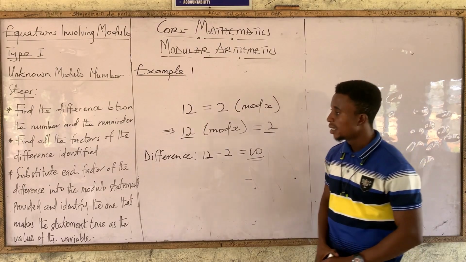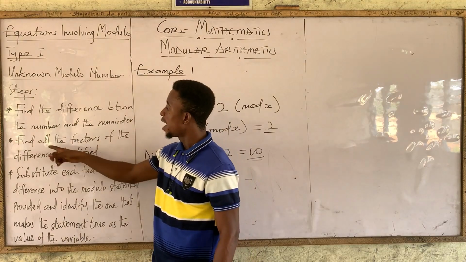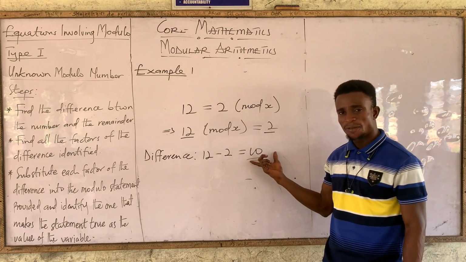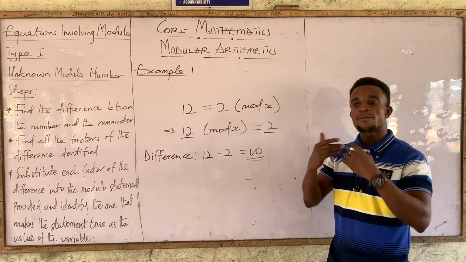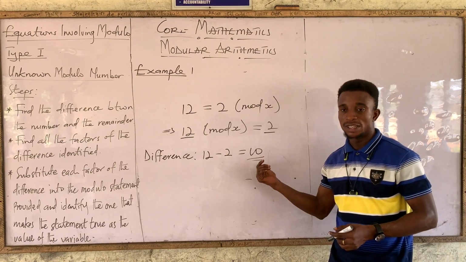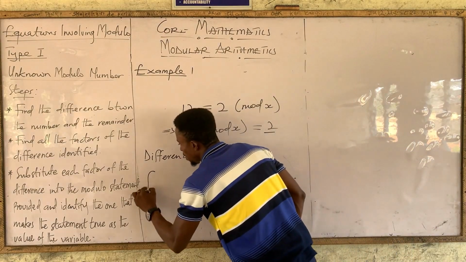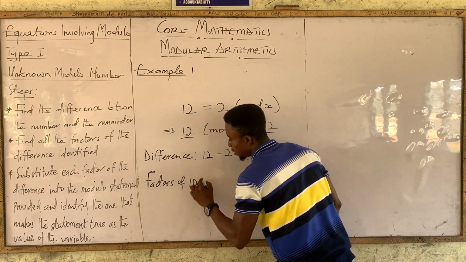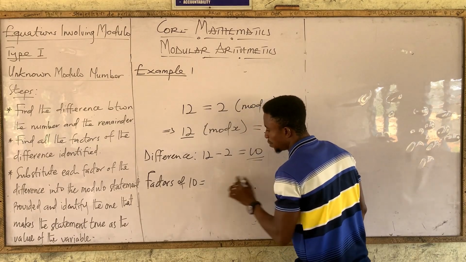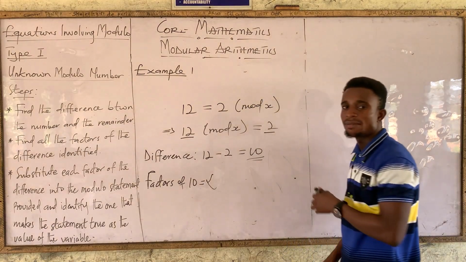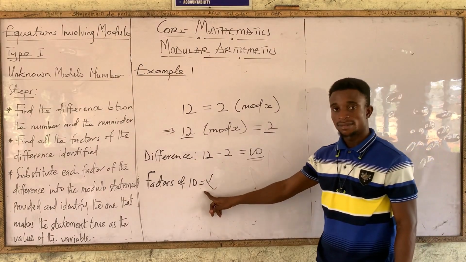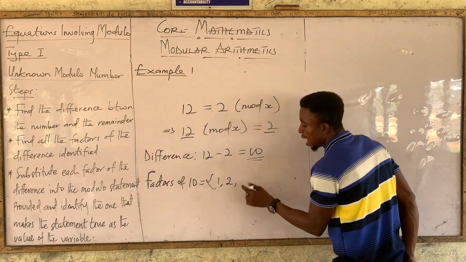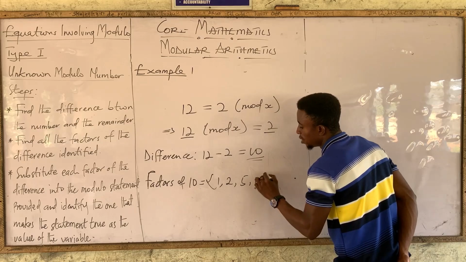Then what do we do next? The second step says to find all the factors of the difference identified. So now you're able to locate the difference, which is the 10 here. Find all the possible factors of this difference, which is the 10. So I'll say factors of 10, which is the difference, is equal to, I can put it in a set form, or you can just say equal to, then write it. Are we okay? So I want to find the factors. Now the factors are 1, 2, 5, and lastly 10.